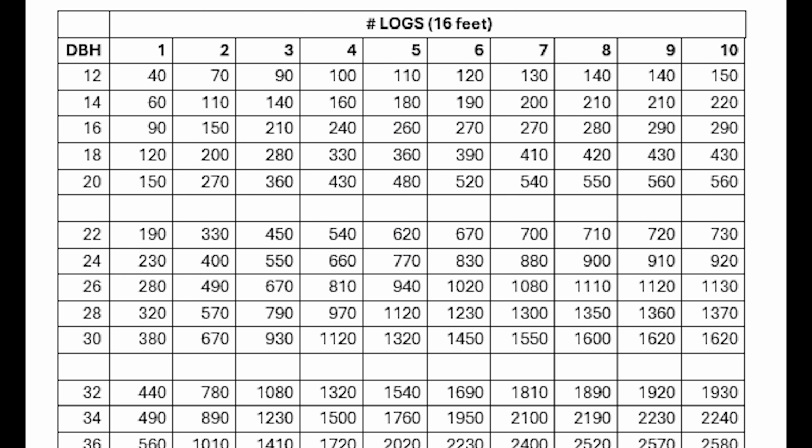The Scribner table has been around since the 1840s and was one of the first ways to calculate board feet from a round log. According to OSU Extension and the United States Forest Service, it is still one of the most common ways the board foot is calculated in the Pacific Northwest.